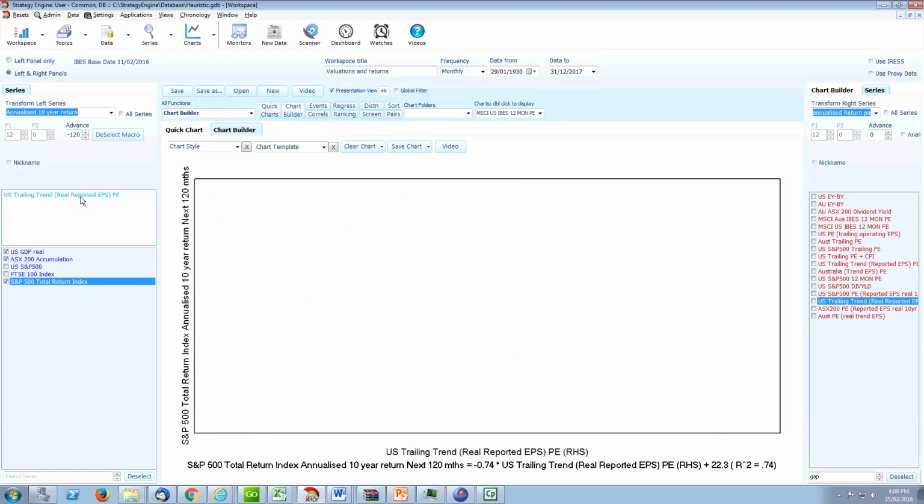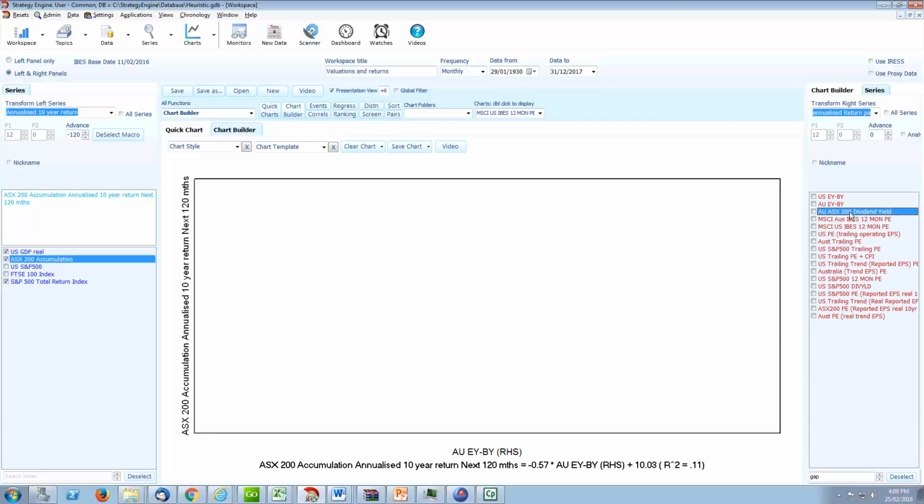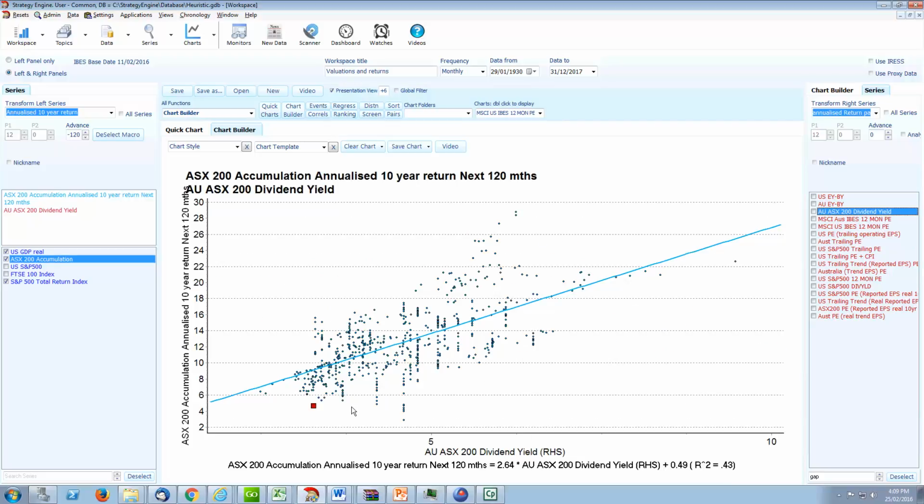I'll turn now to Australian equities. We'll jump straight into the 10-year returns. So ASX 200, and here I'm looking at earnings yield, bond yield. So similar to that of the US, not very strong. Dividend yield, there is some information there. So this is 10-year annualized returns in the subsequent 10 years compared to the current dividend yield. So it does provide, I suppose, some insight.